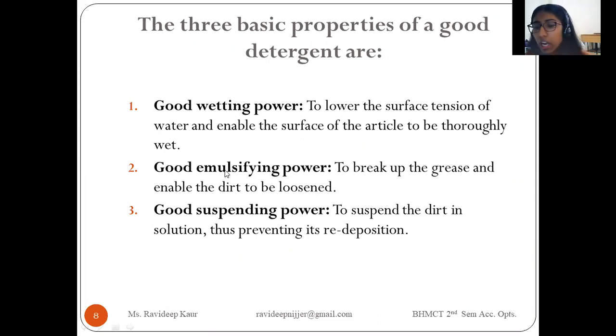The third property which a detergent has is good suspending power, to suspend the dirt in solution, thus preventing its redeposition. So the third very good property of detergent is that it suspends the dirt in the solution so that it does not get redeposited on the cleaned surface. So these were the very good basic properties of detergent. Now moving to our next topic.